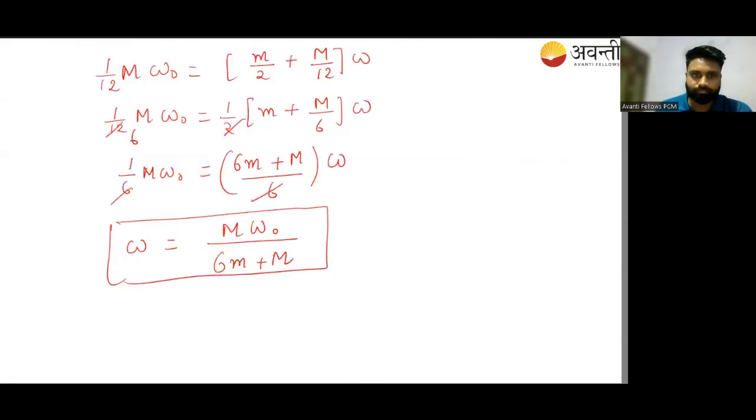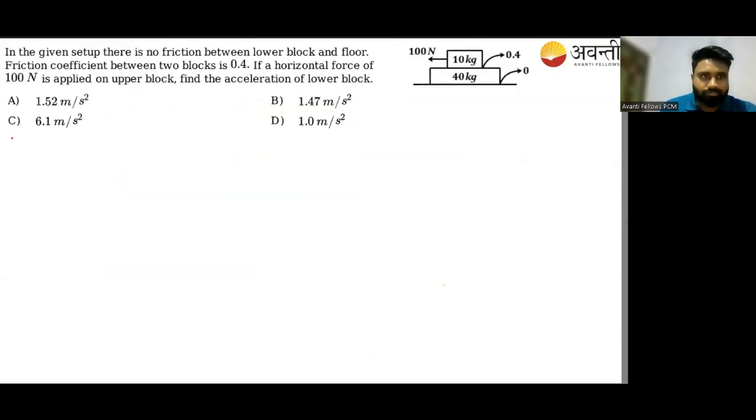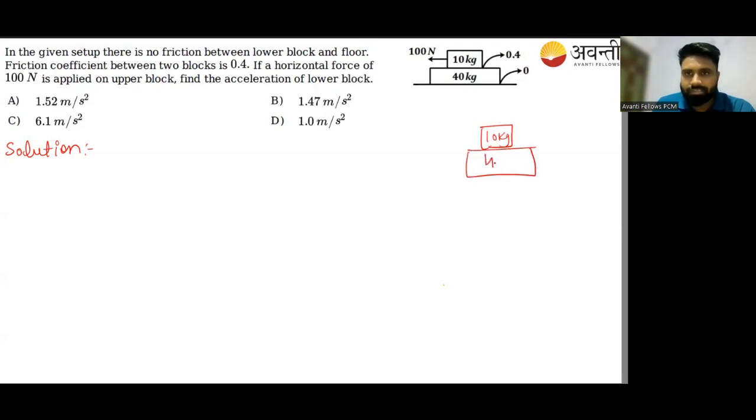Now this question is from laws of motion, and it is a problem of block over block. In this type of problem, firstly you have to find out the value of friction and on which block the frictional force is acting. So this is our 10 kg block and this is our 40 kg block.